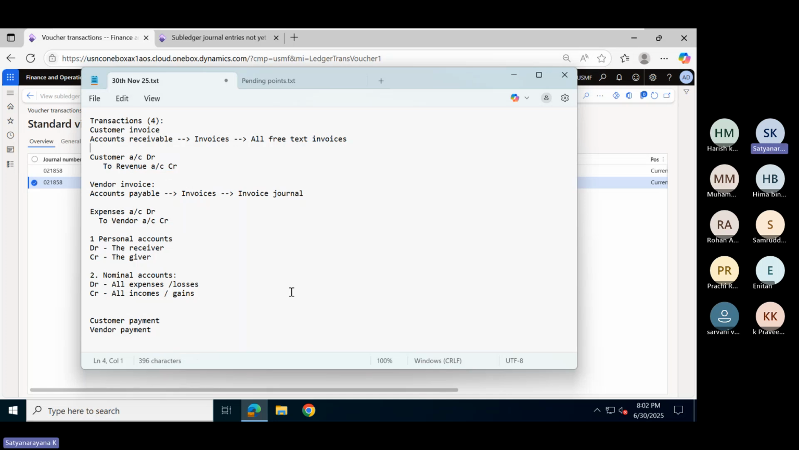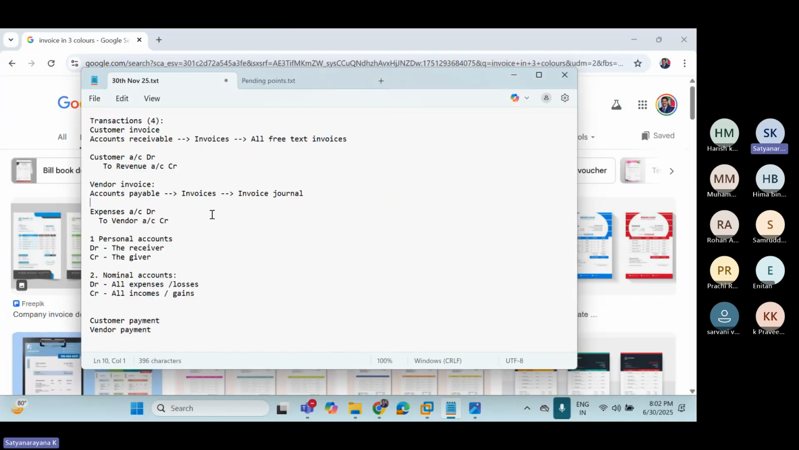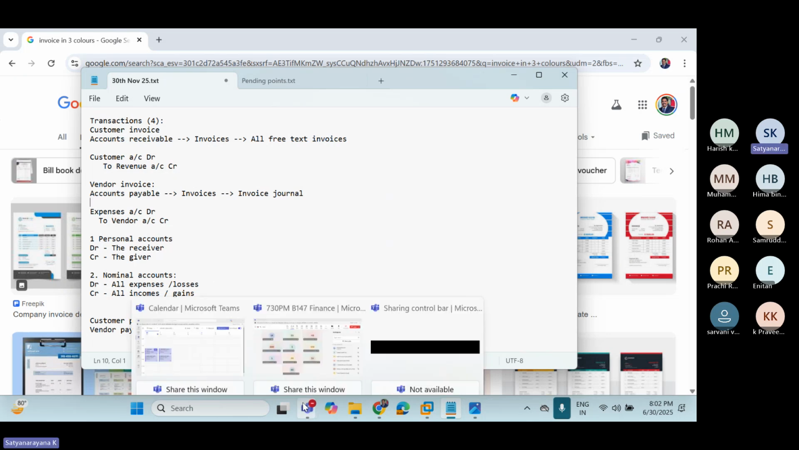Any confusions? I will repeat the session multiple times, but you need to learn it by heart. What is debit, what is credit, it is not related to Microsoft Dynamics. Nowhere linked. It is commerce, you need to learn. You need to understand this commerce. Okay. Any more questions till now?